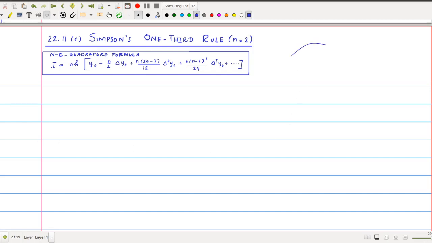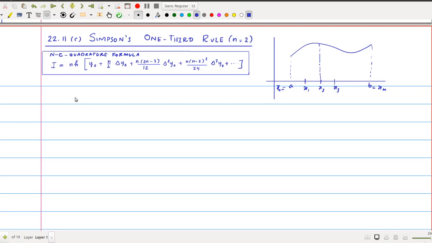That means if you are asked to evaluate the integral of this function f of x from a to b, and you are given n points, say x1, x2, x3, etc., up to xn, with this being x0. In order to use Simpson's one-third formula, we use n equal to 2 in this formula. That means the approximation of the first two intervals will be evaluated first.